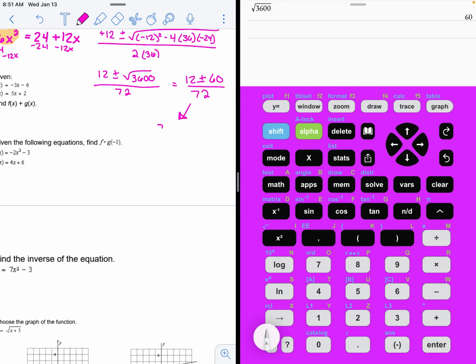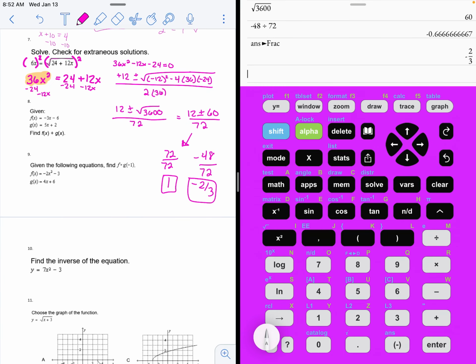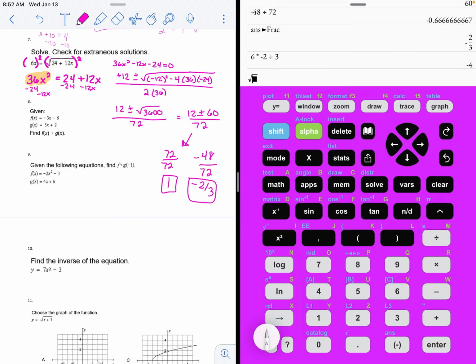So 12 plus 60 is 72 over 72, which is 1. 12 minus 60 is negative 48 over 72, which is negative 2/3. All right, so if that's the case, I'm going to guess only one of those actually works. And I can look at that right now and tell you negative 2/3 won't work because 6 times negative 2/3 is a negative number. And when you take the square root of 24 plus 12 times negative 2/3, I can promise you you're not going to get a negative 4. Okay, so that one's out.